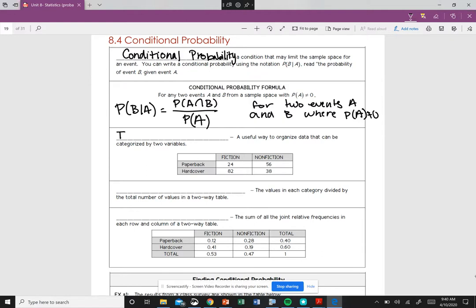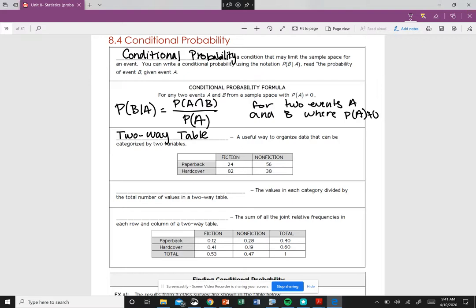Now, it can be called a two-way frequency table, but it's a table that keeps track of a whole lot of information. So like this is keeping track of fiction, nonfiction versus whether or not they're in paperback or hardback. This is a very useful way to organize data that can be categorized by two variables. One variable, whether or not it's fiction or not. The other variable, whether or not it's hardback or not.